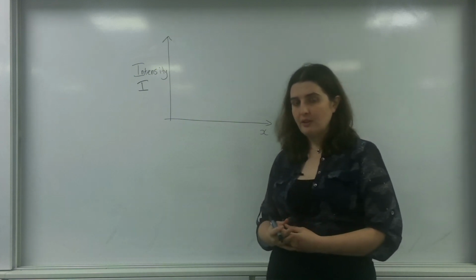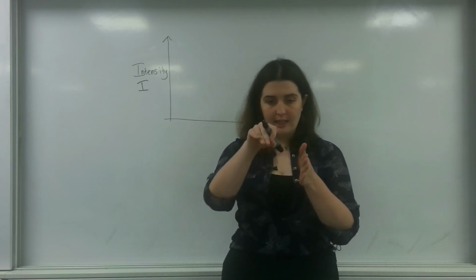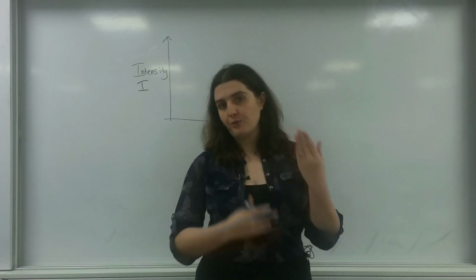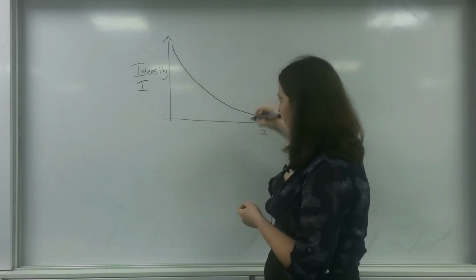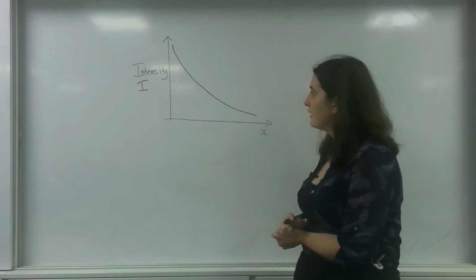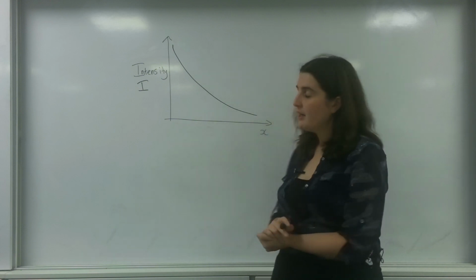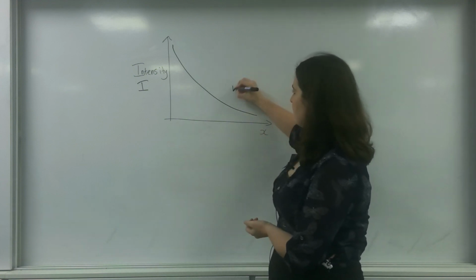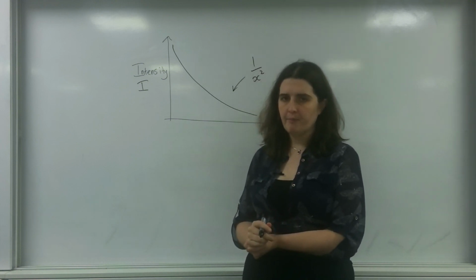If I was to get a radioactive source and a Geiger-Müller tube and put it at 10 centimeters, then 20, then 30, then 40, and look at the amount of counts of radiation I get, I would get a curve that looked like this. Now, this here is definitely not a linear graph. It's not a y equals mx plus c graph. This graph here is an inverse square. This is a 1 over x squared graph, okay?